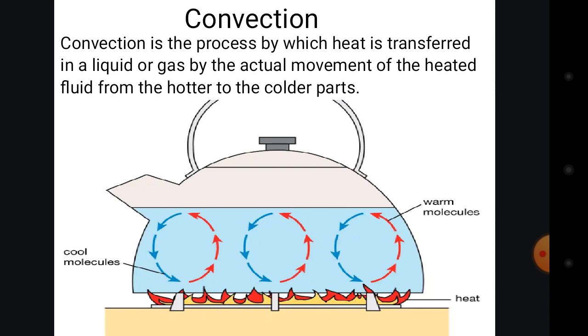If you look at this diagram, it is trying to show how convection takes place. It is a kettle containing water, and below it we have heat, or a fire, that is heating the water. The green part is the water, and it contains some molecules.